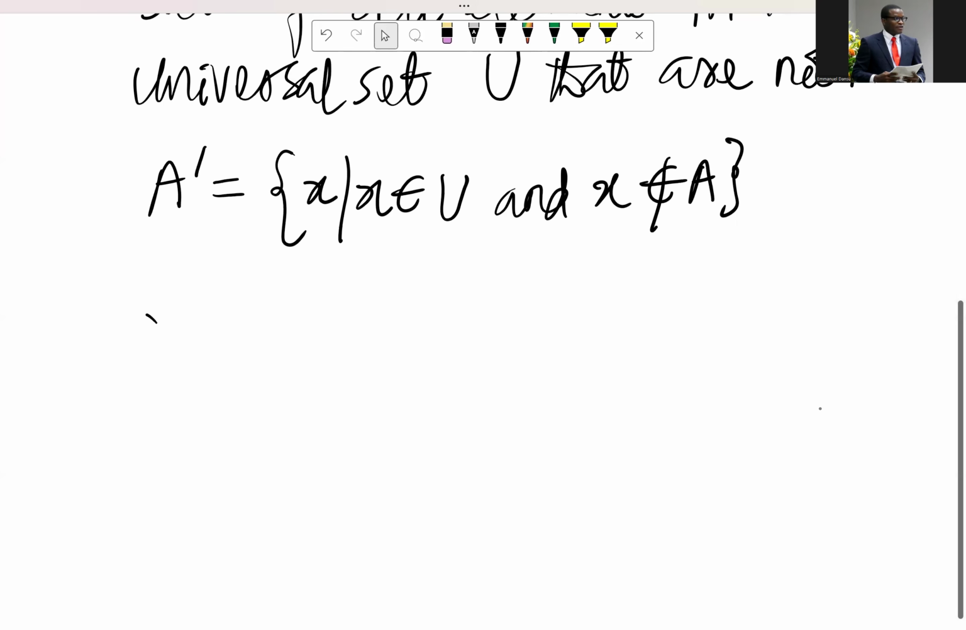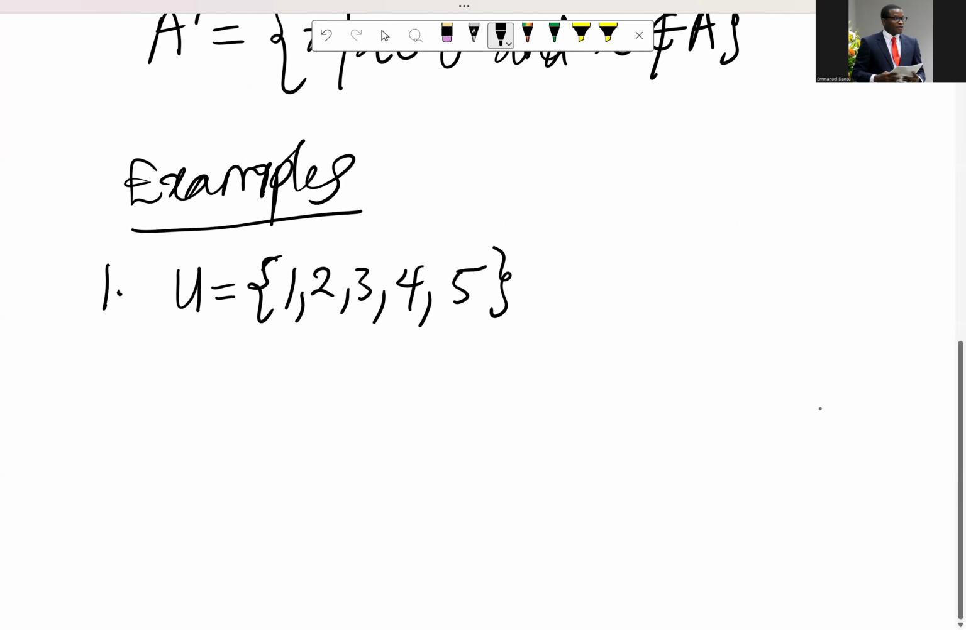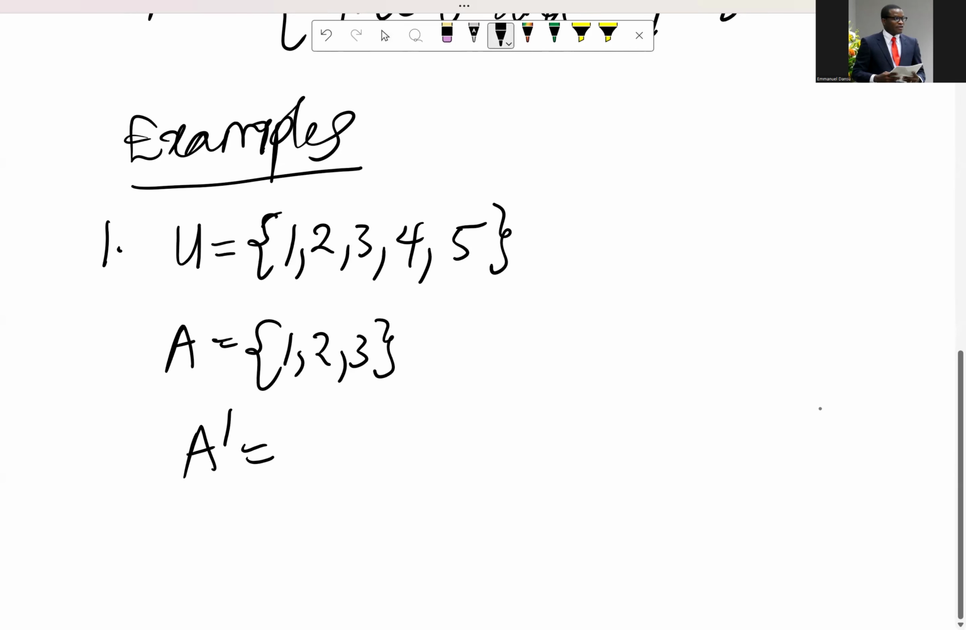Okay. Let's talk about some examples of complement. All right. So if we have a universal set, okay, just indulge me to use this. So U is 1, 2, 3, 4, 5. And then we have A to be 1, 2, 3. So A complement will simply be everything you get. 1, 2, 3 are already in A. So if you cover up everything in A that is in the universal set, whatever is left is your complement. That is 4, 5. So 4, 5 is the complement of A.